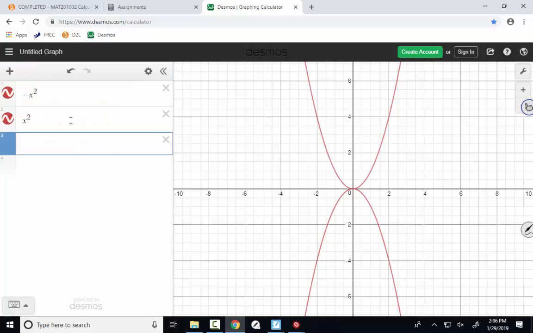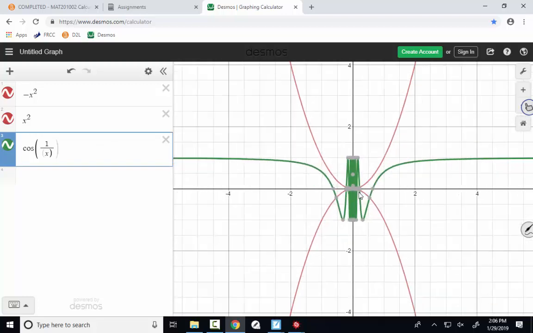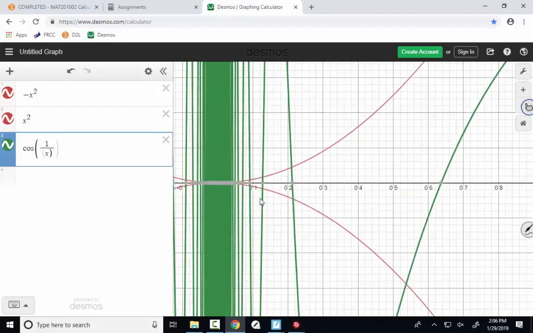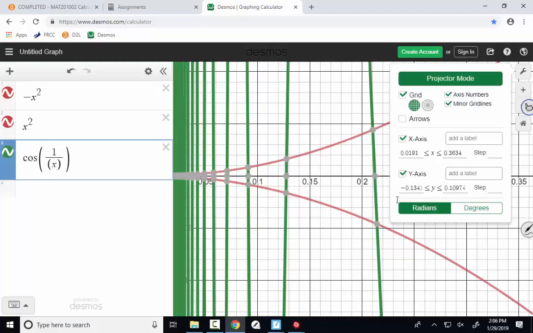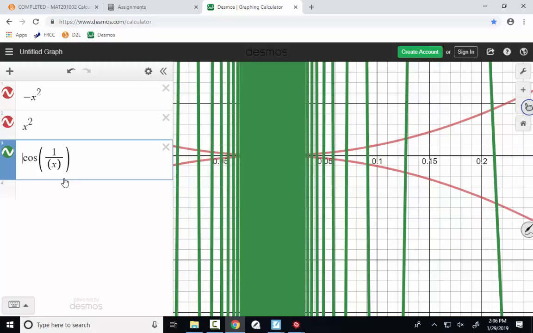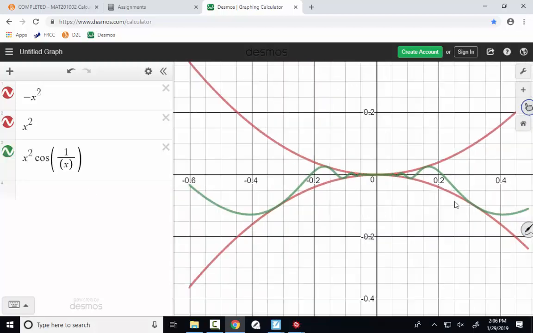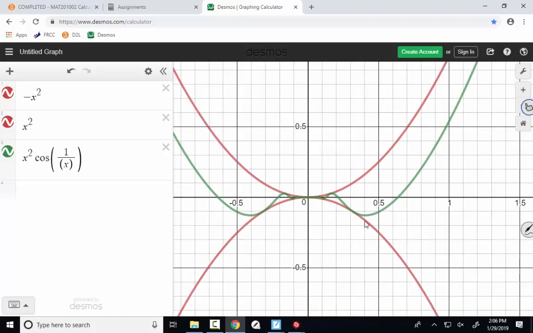Okay, so we've got our x squared and our negative x squared, and then look at its cosine of 1 over x. Remember, we're focusing on the values near the origin for x equals 0. Sorry, this was x squared cosine 1 over x. So when we get closer and closer to the origin, we can start to see how that function's bound.